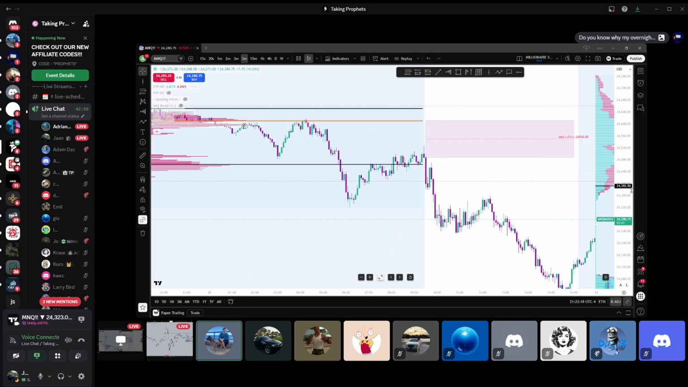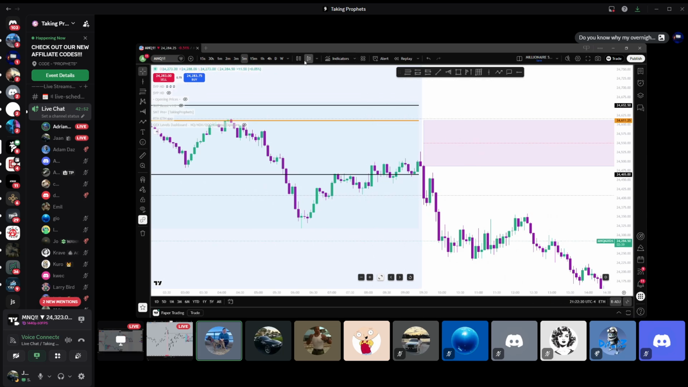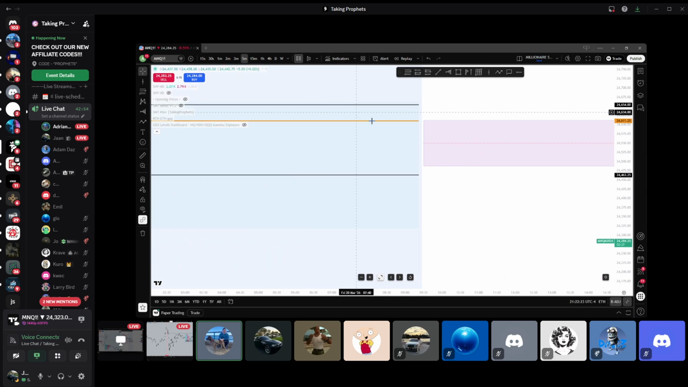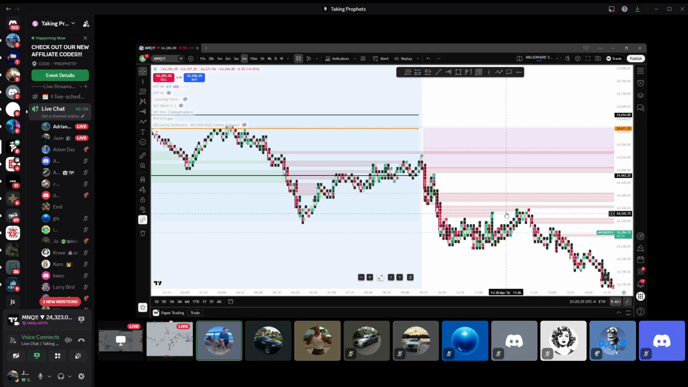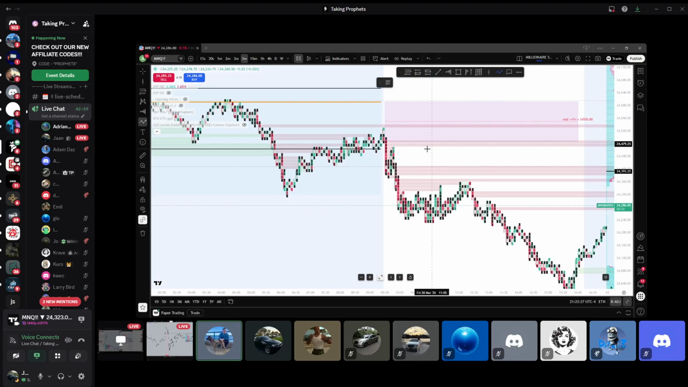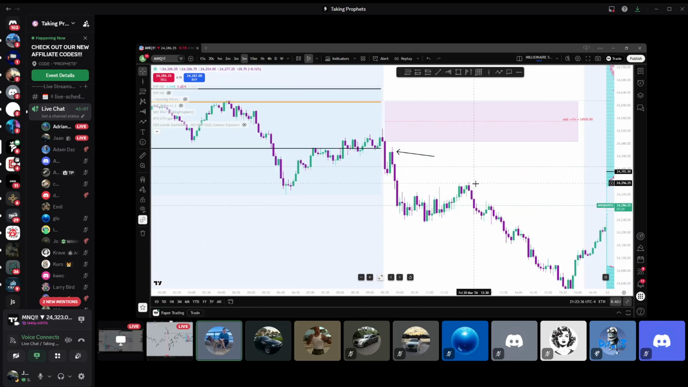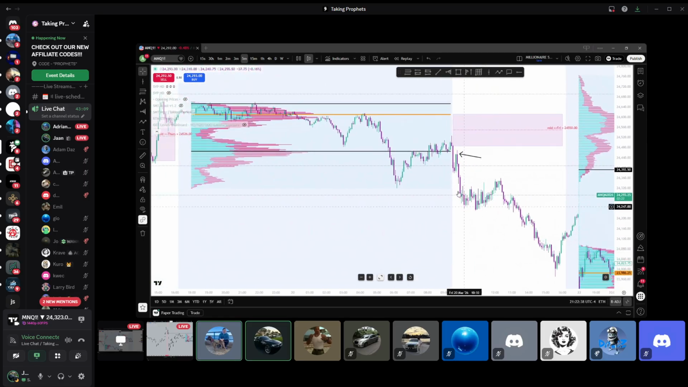Because we go here, and here's another thing: you can turn on these fancy candles here, and we're in a massive imbalance here. You see what I'm saying? That's why I was like, this indicator, if you could get it on the other candles, would be cooking.